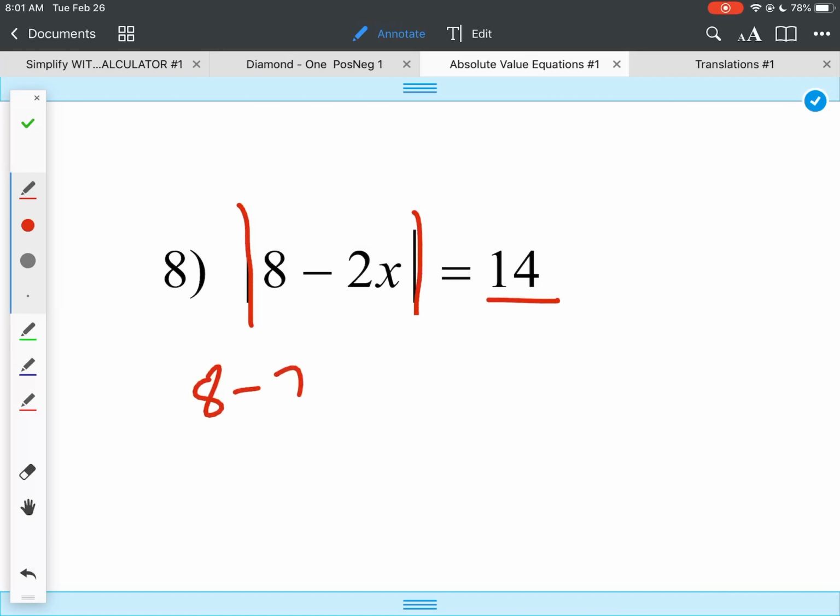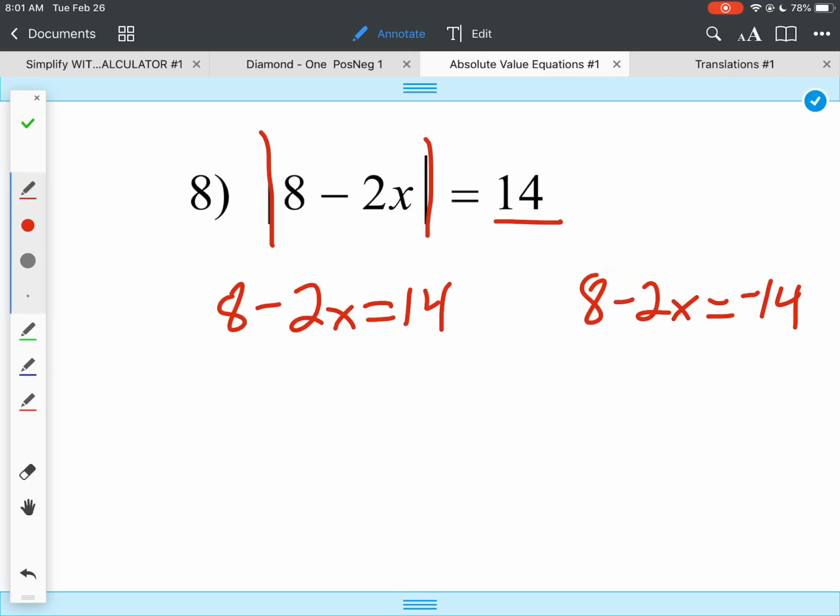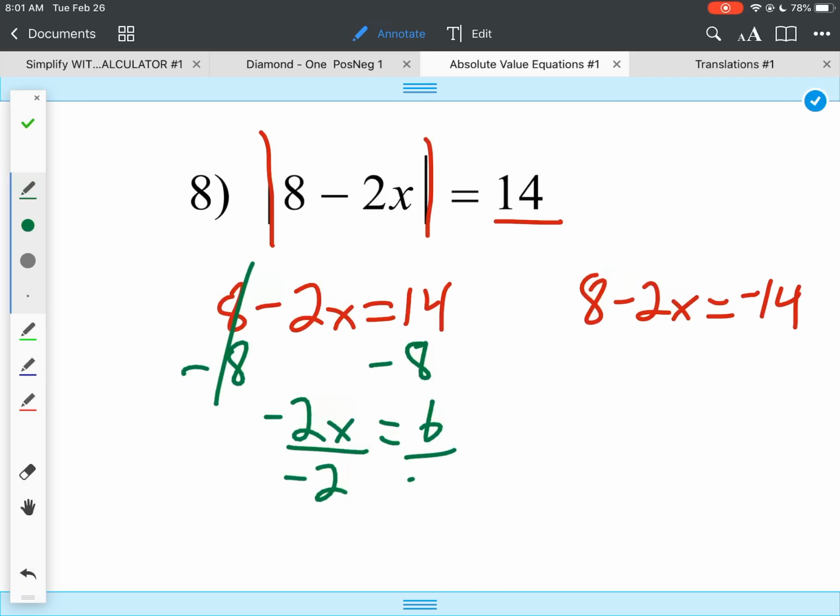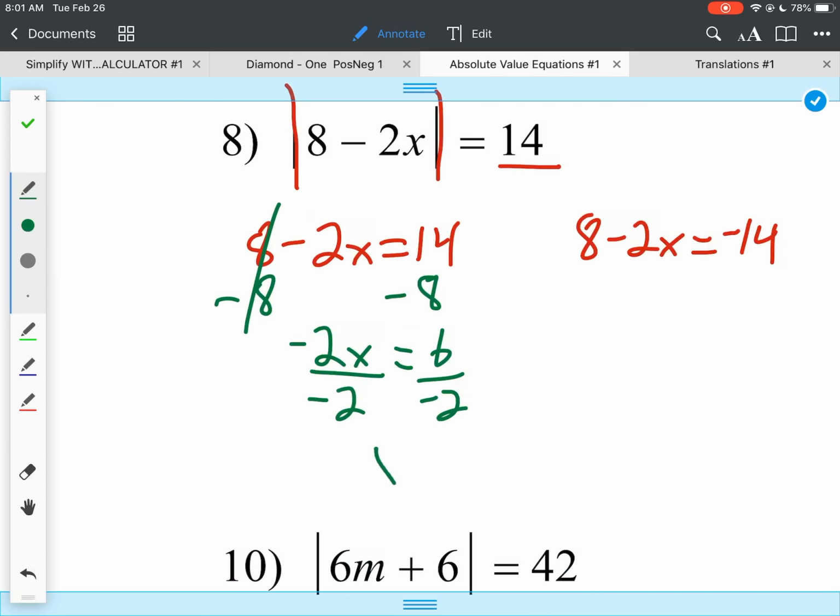So we do 8 minus 2x equals 14, but it's also 8 minus 2x equals negative 14, okay? Because it could be negative. So we just solve it like normal. There's two equations to solve. All right, we got to get x by itself, so we're going to subtract 8, cancels, you get negative 2x equals 14 minus 8 is 6, and then divide by negative 2, and you get x equals negative 3.